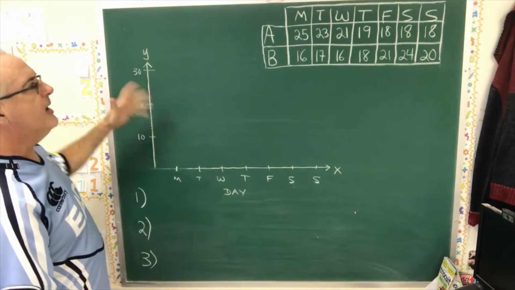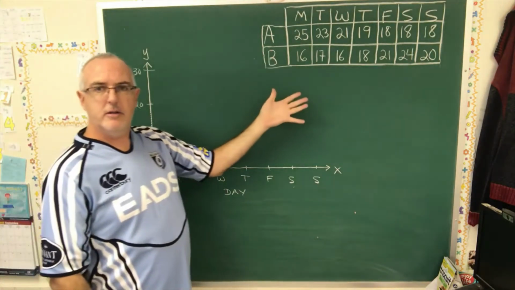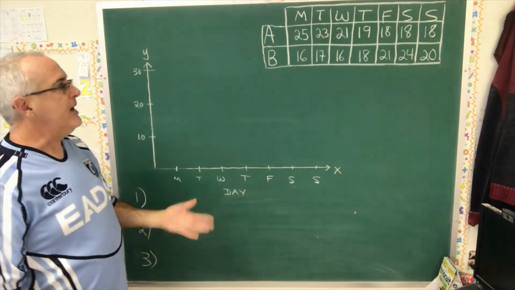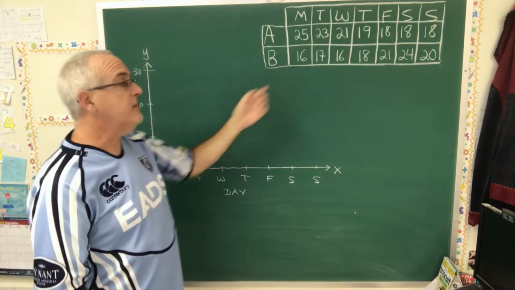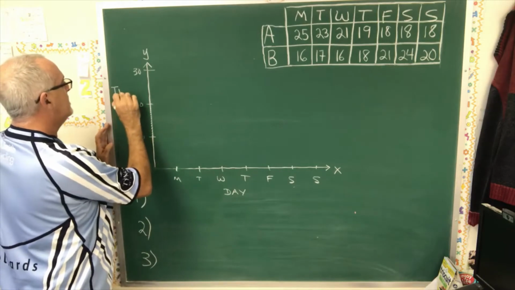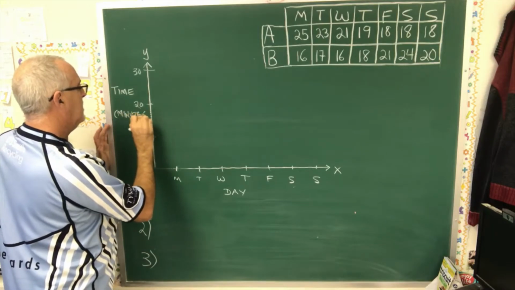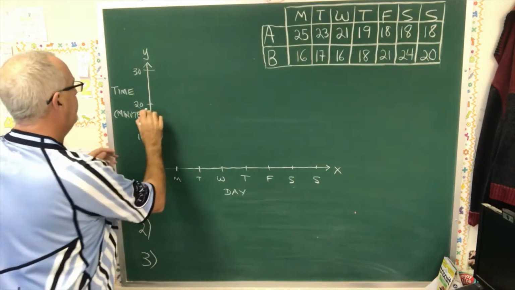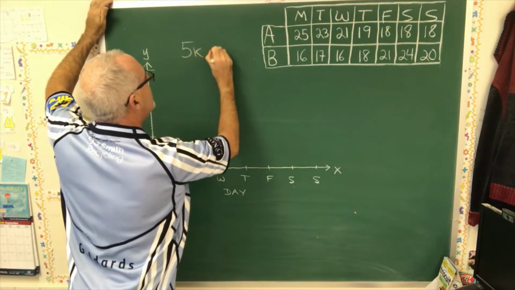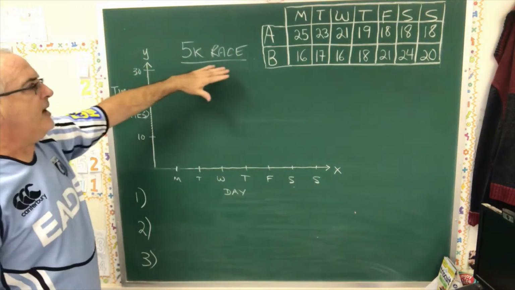And it is a time, because what this data is times done by 2 runners as they're training across a week. For instance, a 5K race. They're pretty good runners with these times if it's 5K. So this is going to be time in minutes. And I label it as such. And I need a title for the graph, so I'm going to just call it 5K race. Any title that makes sense.